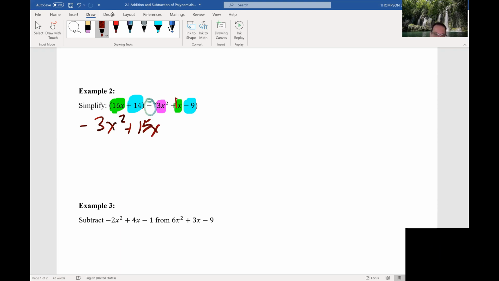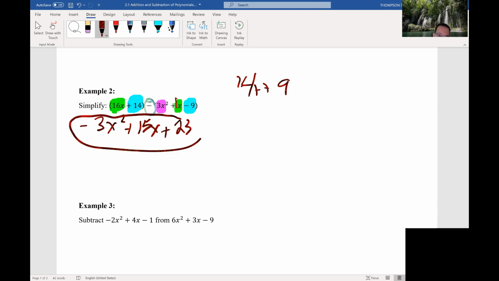And then 14 minus negative 9. Keep in mind the rules of subtraction. So 14 minus negative 9 will be keep, change. So it'll be 14 plus 9. That's going to give me plus 23. And we are done.